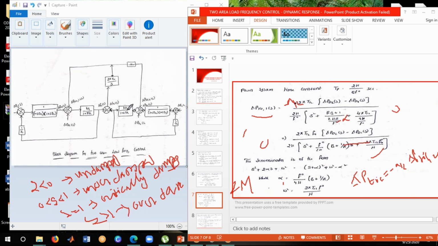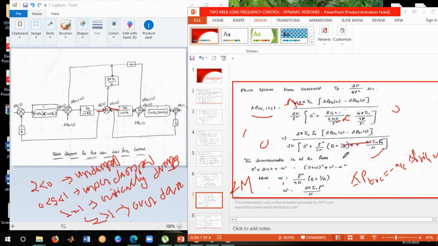Next, the third equation: delta P tie 1 is equal to 2 pi T12 by s into delta f1 of s minus delta f2 of s. After finding these three equations, from equation 1 and equation 2 we need to find delta f1 of s and delta f2 of s. Then we substitute the third equation, and we follow the same procedure until we get the quadratic equation in the transfer function.